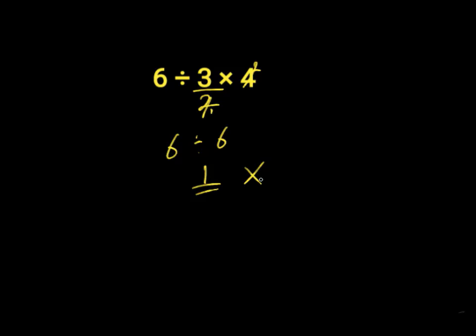1 is the wrong answer to this question because we are to solve division first before multiplication, because division and multiplication have equal priorities. So we work from our left to our right. Let's solve the right answer to this question.